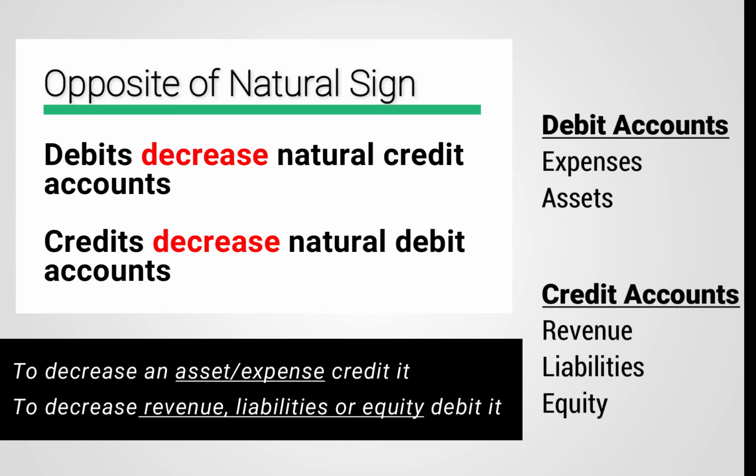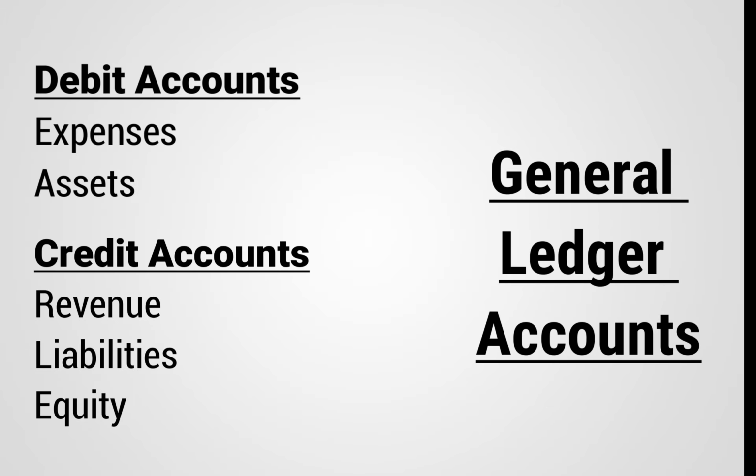So tying this back into the chart of accounts, you really need to know when you're setting up an account what type of account it is. Is it an asset? Is it a liability? And is its natural sign a credit balance, or is its natural sign a debit balance? This is a critical piece of information to know before you're setting up any general ledger account.